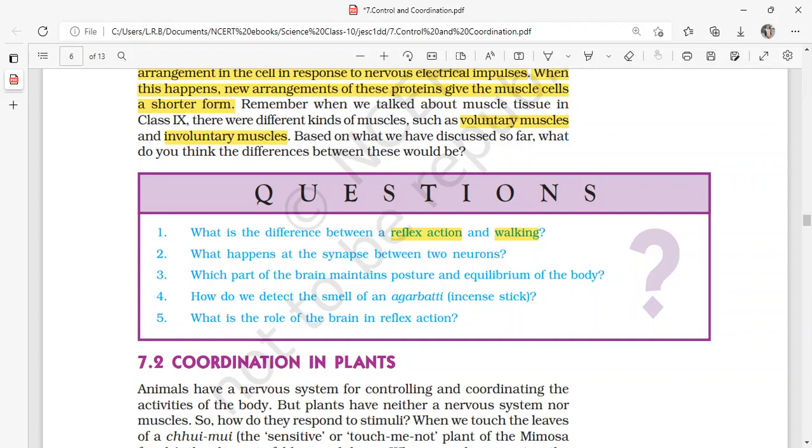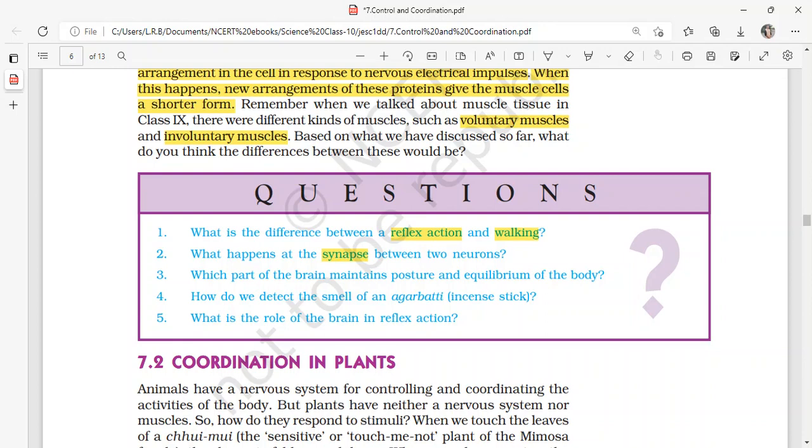What happens at the synapse between two neurons? At the junction between the two neurons, as we have discussed, the synaptic vesicles of the first neuron will send neurotransmitters to the synapse, and the next nerve will sense these neurotransmitters and pass on the electrical impulse to the next neuron or to the muscle junction, which is called the neuromuscular junction.